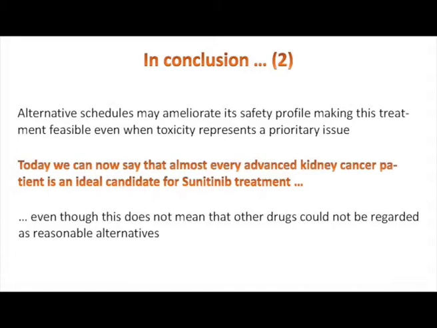Even though, of course, this does not mean that other drugs could not be regarded as reasonable alternatives for many, but not all, of the patient characteristics that I considered in my presentation.